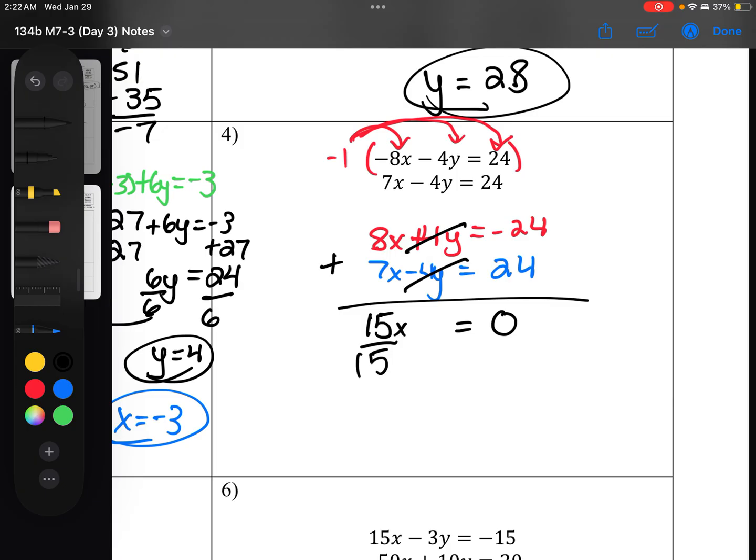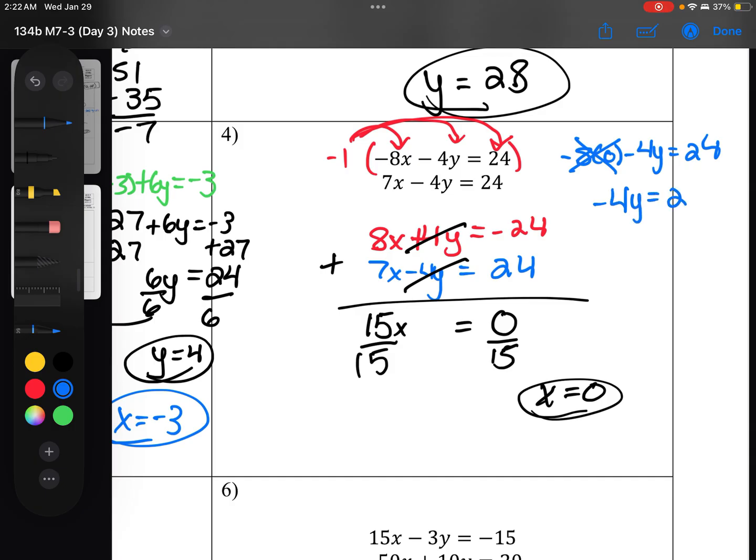Divide both sides by 15. X is equal to 0. Now you pick one to plug it back into. I always go with the top. So I'm going to do -8 times 0 minus 4y equals 24. That's 0. -4y equals 24. Divide both sides by -4. And y is equal to -6. There we go. So as a coordinate, it's 0, -6.